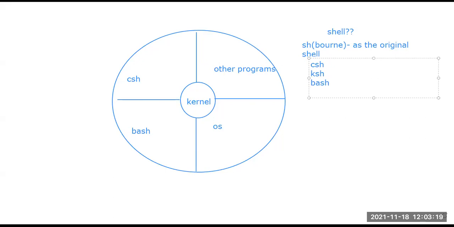Starting with the first one, the SH or the Bourne shell, it is the default Unix shell of any Unix version. Why is it named Bourne? Because it was developed by Stephen Bourne, so it is known as the Bourne shell.